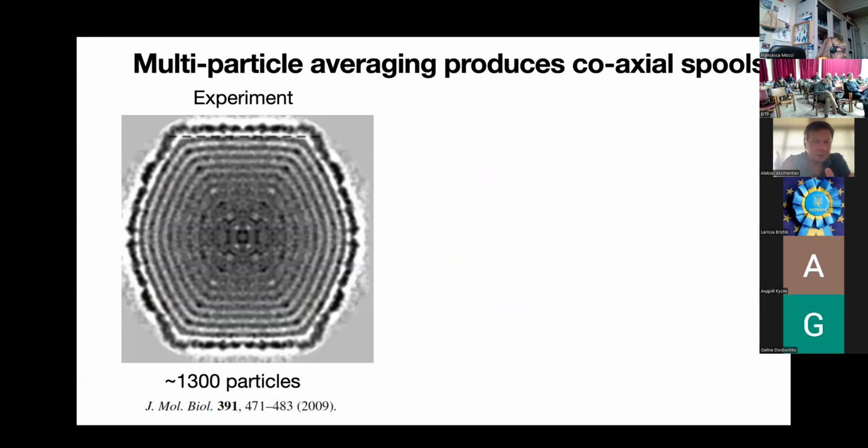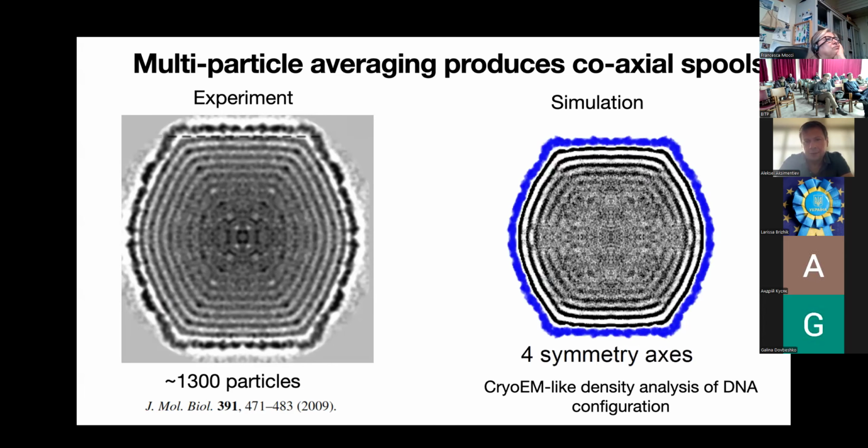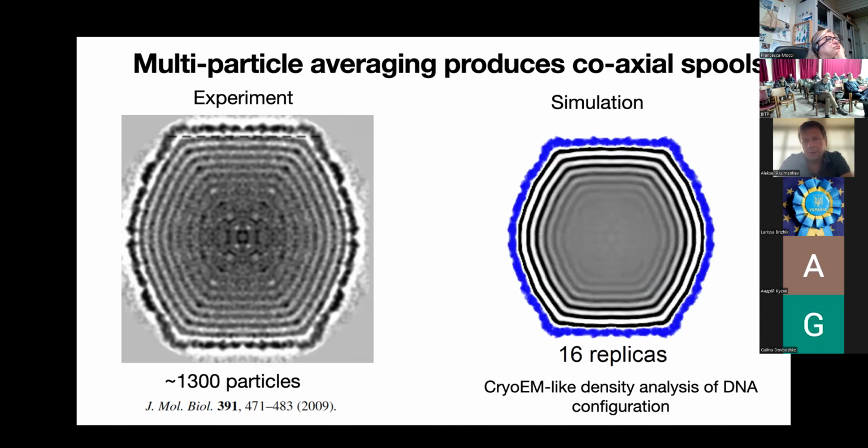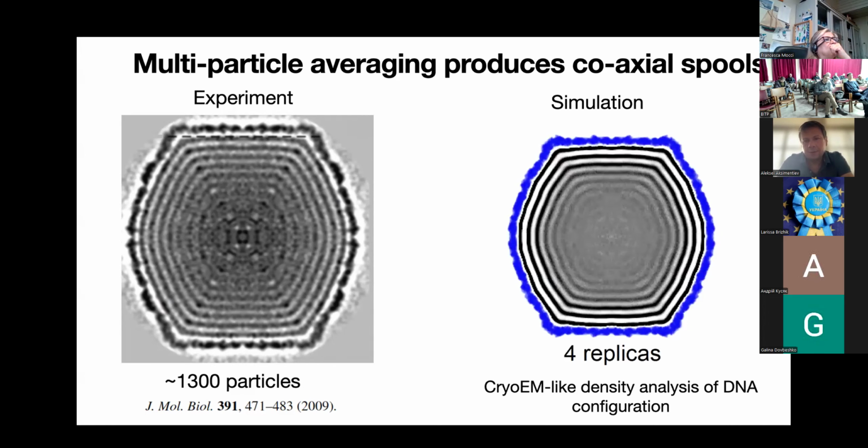Experimentally, we know that they should have those concentric rings, and in our mechanism, we don't. Well, the reason has to do with averaging. The picture on the left was obtained by averaging over 1,300 different particles. And if we do the same with our simulated snapshots, with no symmetrization, you can already see a little bit of order at the edges of the capsid, but then if you add more and more, you average out the configurations, so you end up with something that is pretty much concentric.